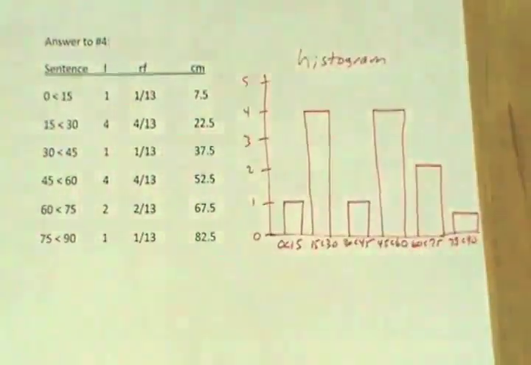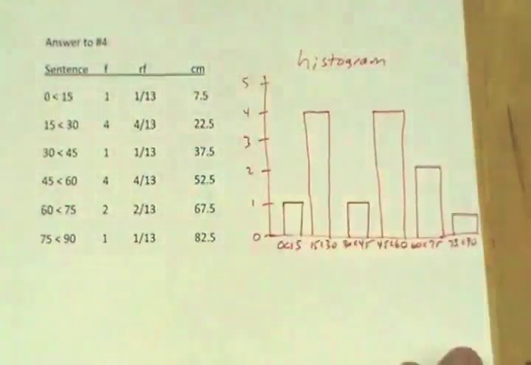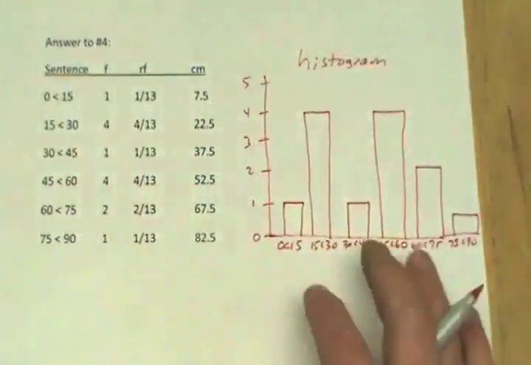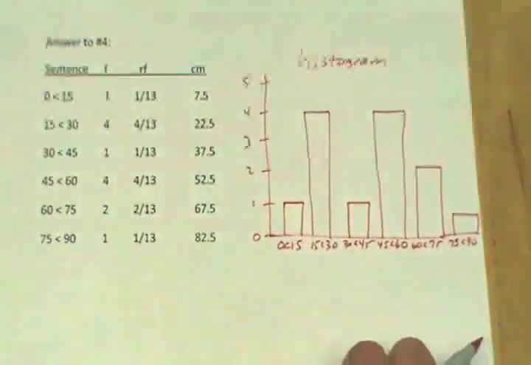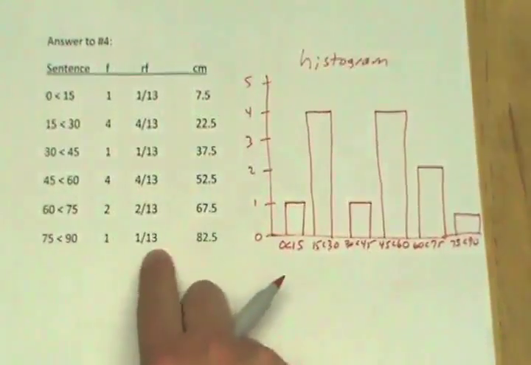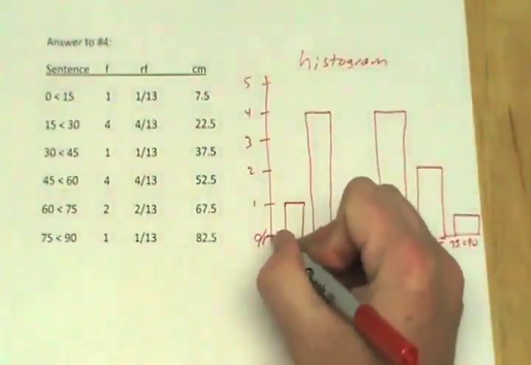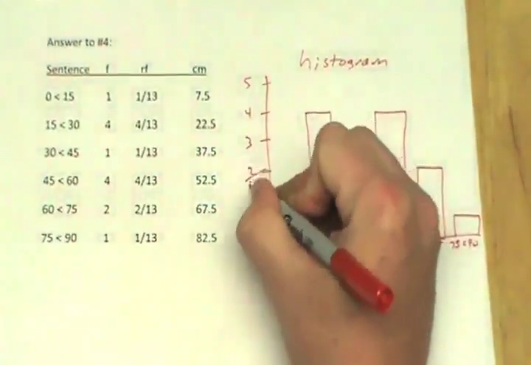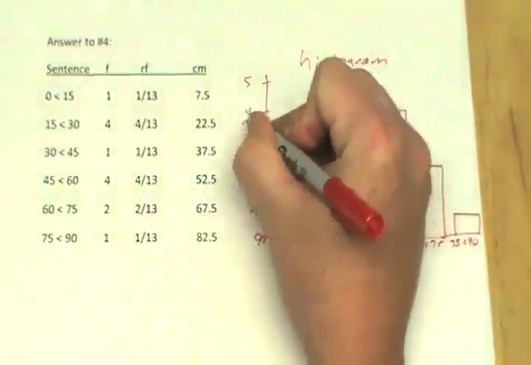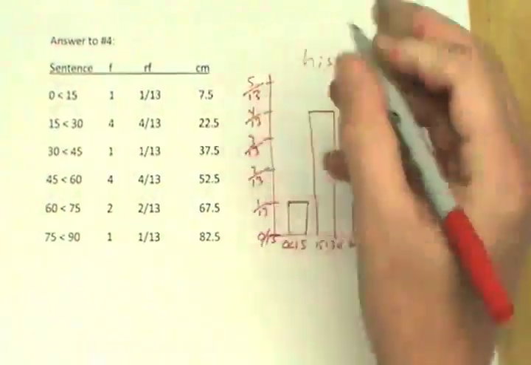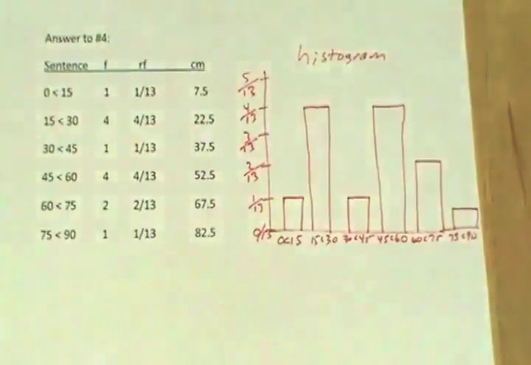This would be a frequency histogram. If I wanted to create a relative frequency histogram, I would draw the exact same chart, but then I would divide by the sample size. And if you notice, the sample size on these are 13, so these would all be out of 13. And that would be your relative frequency histogram.